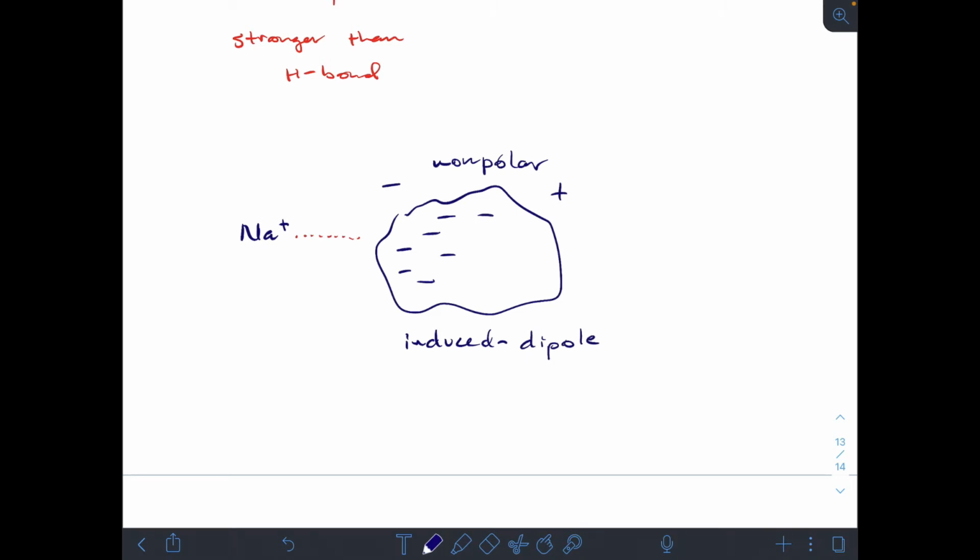Okay, and this is what's called an induced dipole. So we have an ion and we have an induced dipole, so we would call this the ion-induced dipole interaction. This one is actually slightly above dispersion. This is a fairly weak interaction because it's essentially still a dispersion interaction, but we're causing it by the presence of an ion.